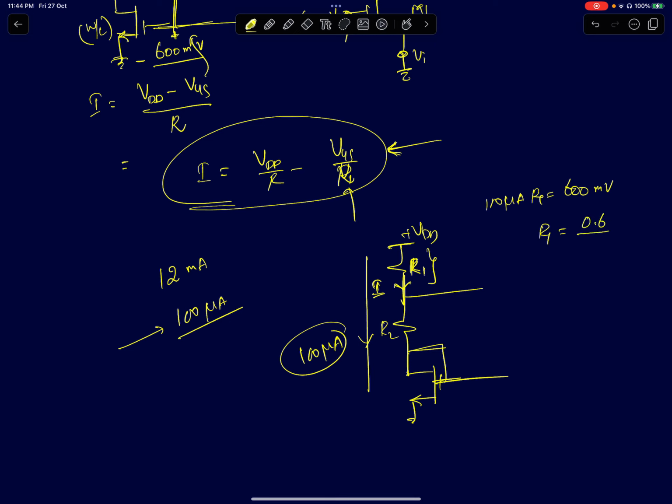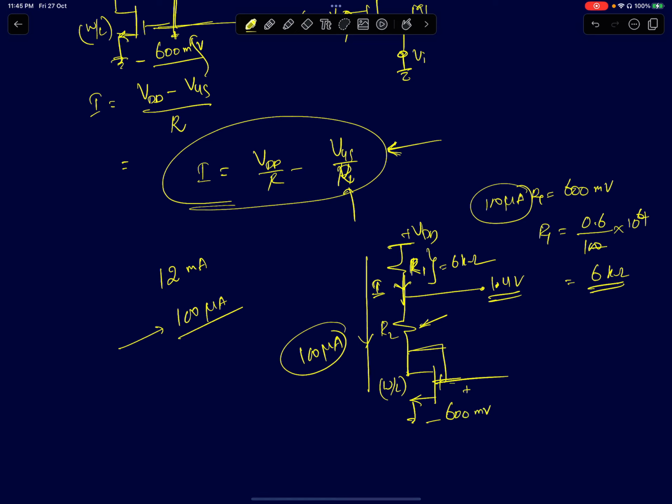So 0.6 by 100 into 10 power minus 6, so 6 kilo ohms. So you get R1 of 6 kilo ohms. This will set this node voltage at 1.4 volts. Here I'm assuming, by design, how do I choose that current? I can still vary R2 and the W by L ratio of this MOSFET so that the bias current is at 100 microamps and the VGS should be 600 millivolts.